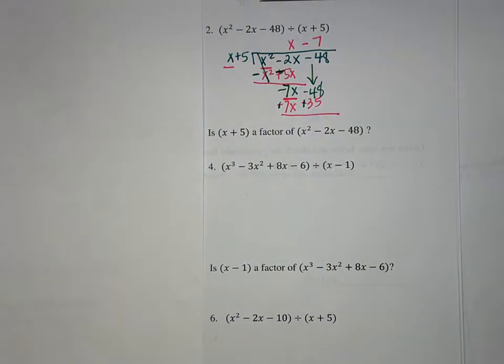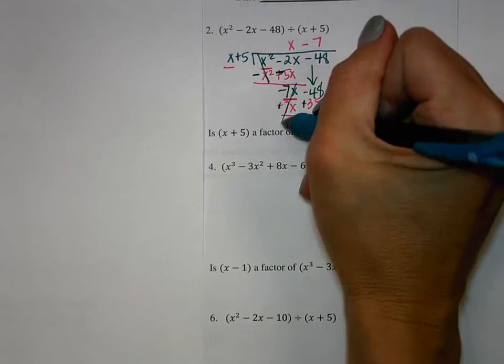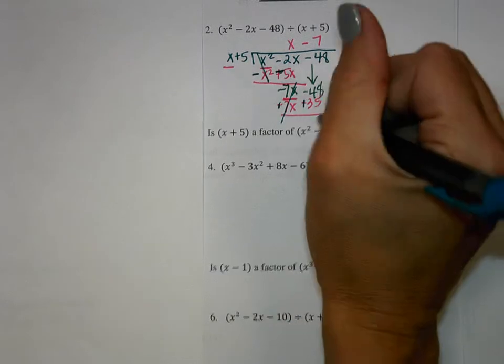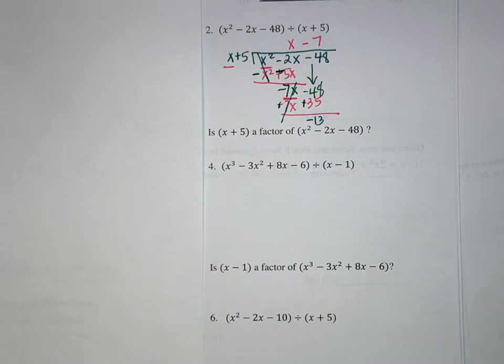The whole point is that these should cancel out. And they do. But we have negative 48 and positive 35. When you add those together, what do you get? Negative 13.